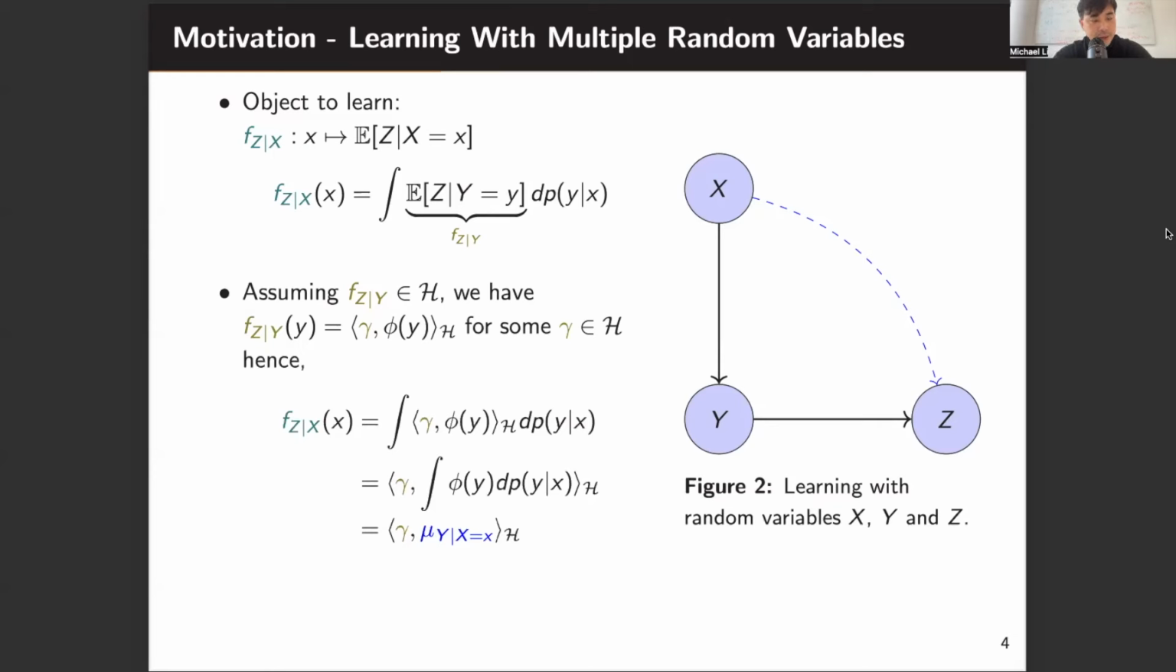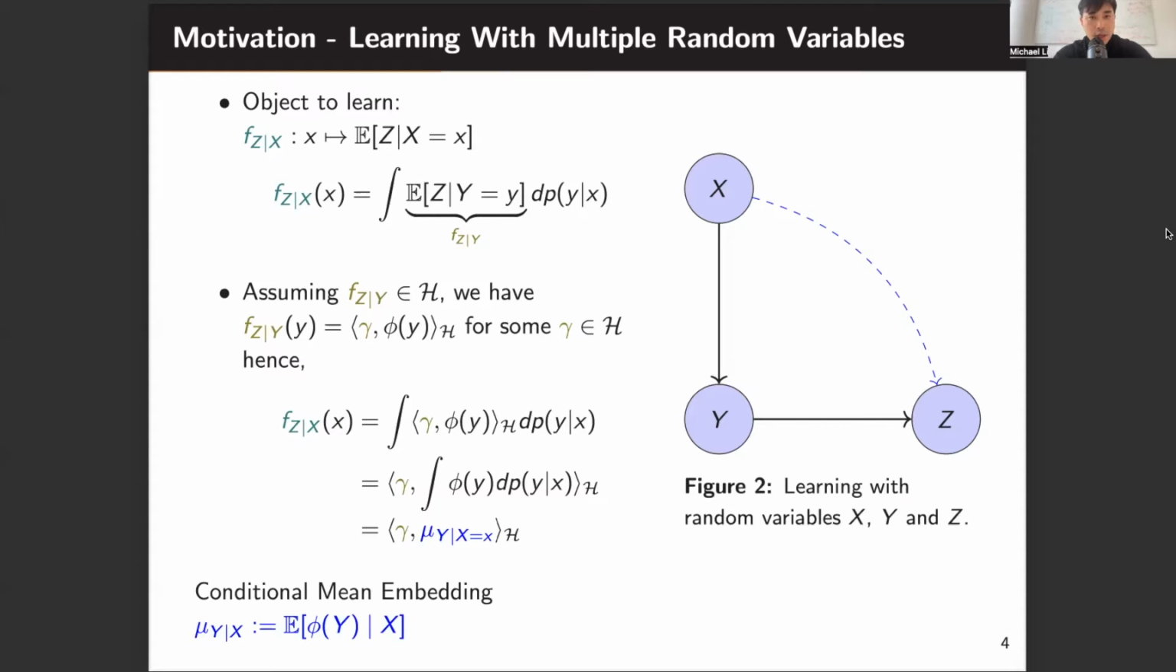Hence, we can write our target function evaluated at x as the integral of the inner product with respect to the conditional distribution of y given x. This finally reduces to the inner product between gamma and mu_{y|x}, where we call mu_{y|x} the conditional mean embedding. This is the conditional mean of phi(y) given x. So we can see from the last equation that, supposing we know this mu_{y|x}, learning the target function f_{z|x} is the same as the two random variable learning setting as previously shown.